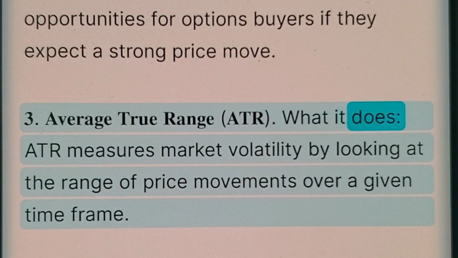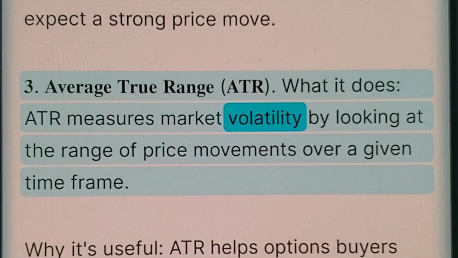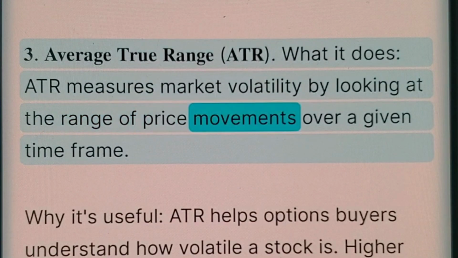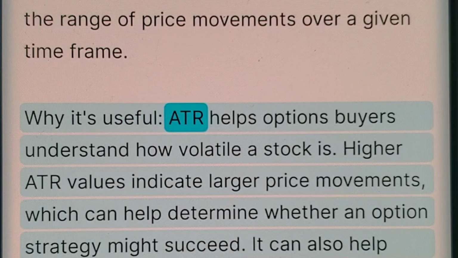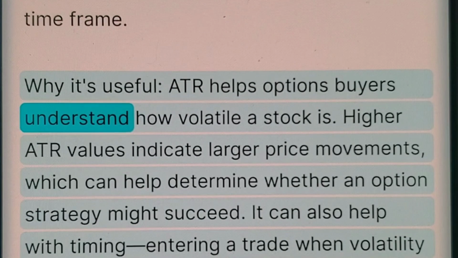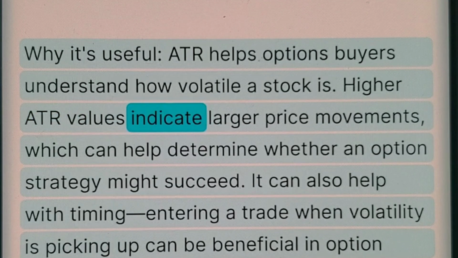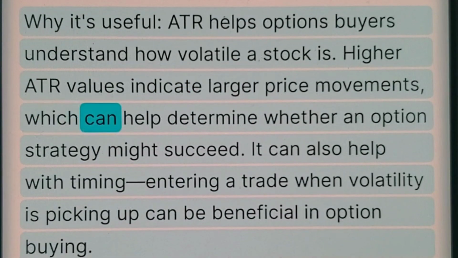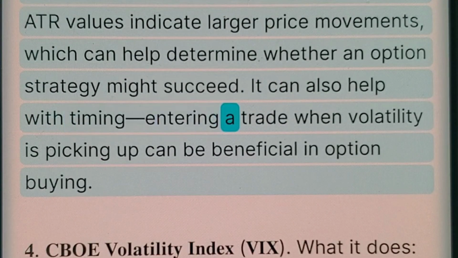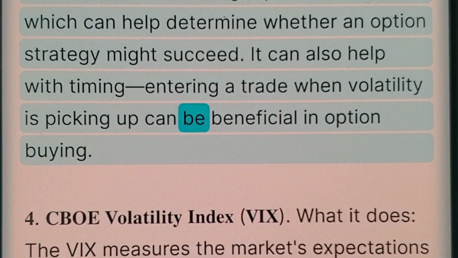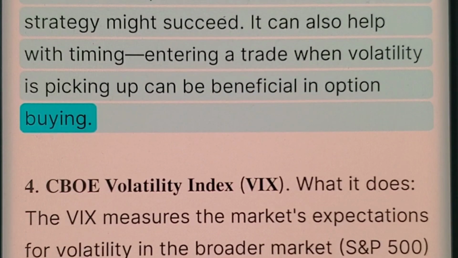3. Average True Range, ATR. What it does: ATR measures market volatility by looking at the range of price movements over a given time frame. Why it's useful: ATR helps options buyers understand how volatile a stock is. Higher ATR values indicate larger price movements, which can help determine whether an option strategy might succeed. It can also help with timing. Entering a trade when volatility is picking up can be beneficial in option buying.